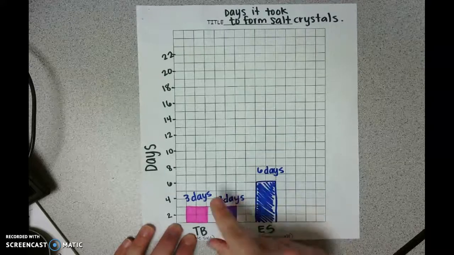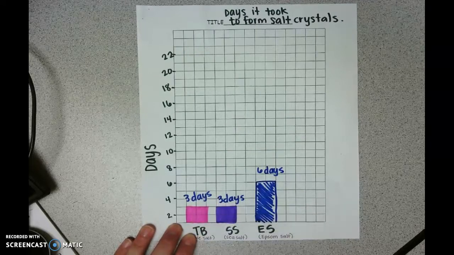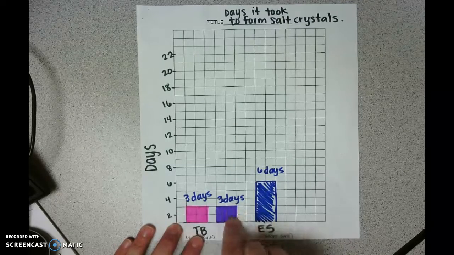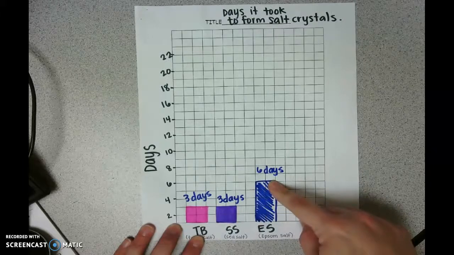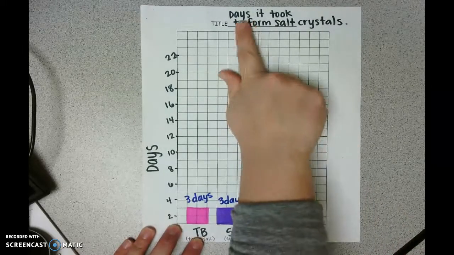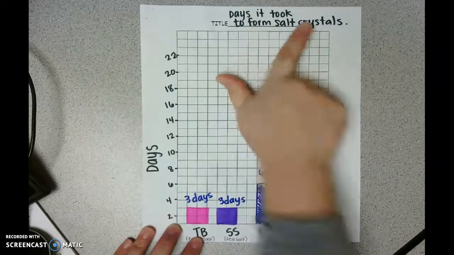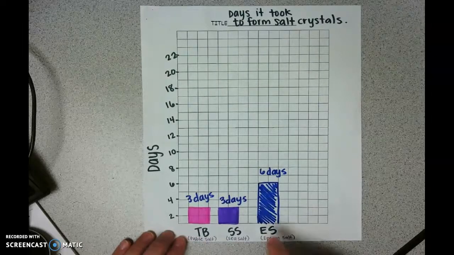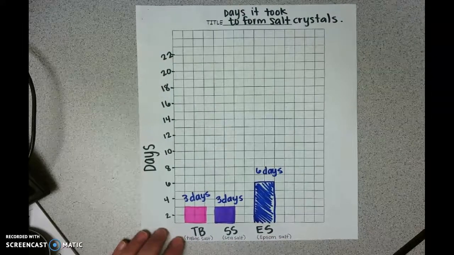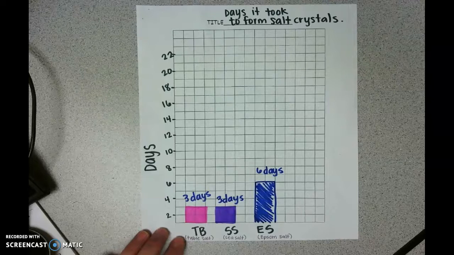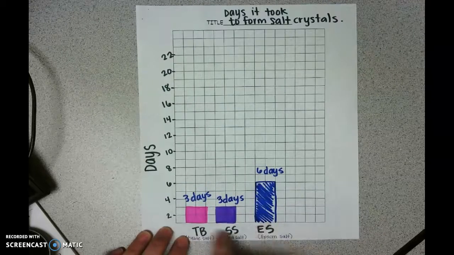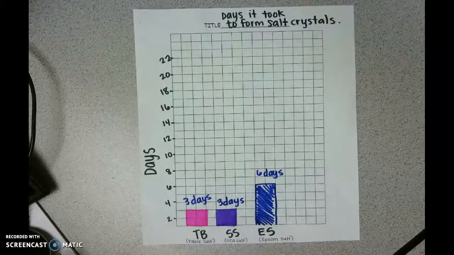I only did one trial because it took days, not like minutes. So it took 3 days for this, 3 days for this, and then 6 days over here. And it's up here for the titles, the days it took to form salt crystals. So when it comes to your hypothesis, your conclusion, your results, this is where that would come from, this data right here, and your hypothesis.